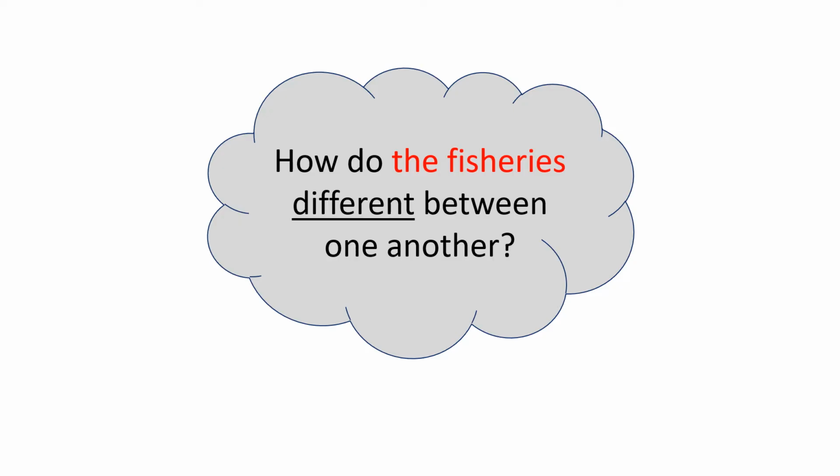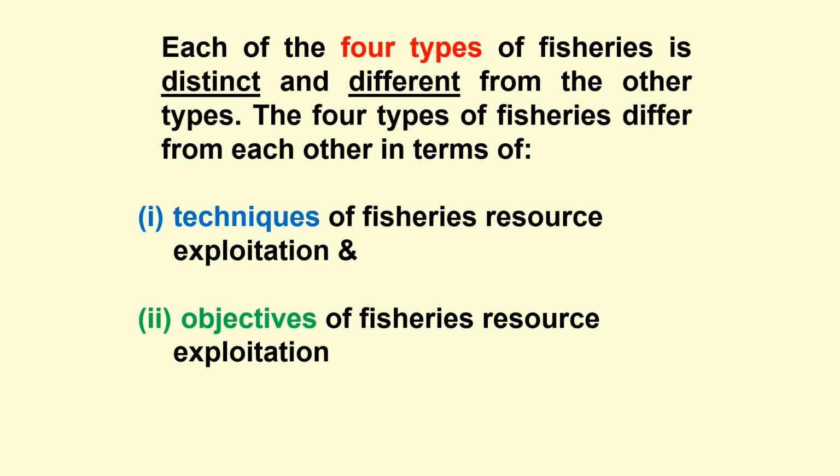So how do the fisheries differ from one another? Each of the four types of fisheries is distinct or different from one another, and they are different in terms of two major things. The first one is techniques, and the second one is the objectives.